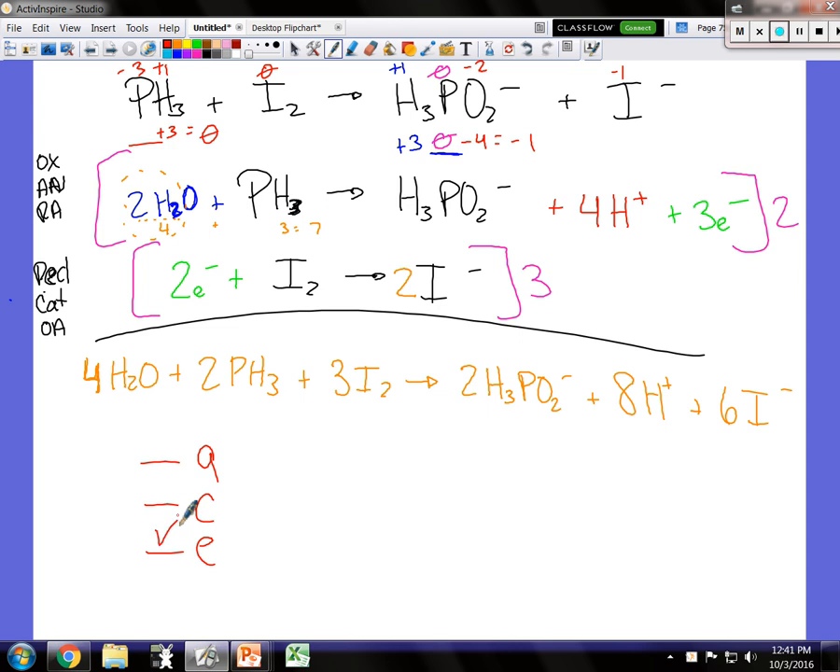I know my electrons check because they canceled off. Let's do atoms first. Let's start with the easy one first. Let's do iodine. 6 I's, 6 I's. All right. I've got 2 P's, 2 P's. I've got 4 O's, 4 O's. The hydrogens are going to be the pain in the butt. I've got 4 plus 6 equals 10.